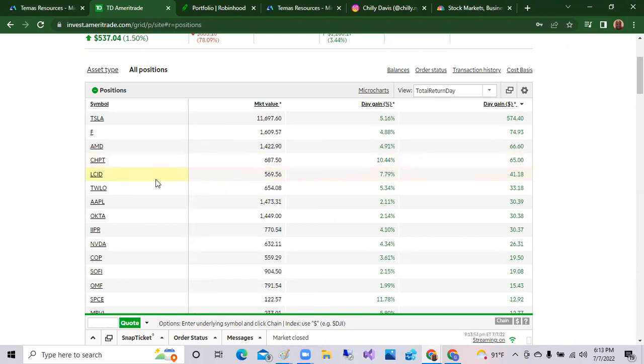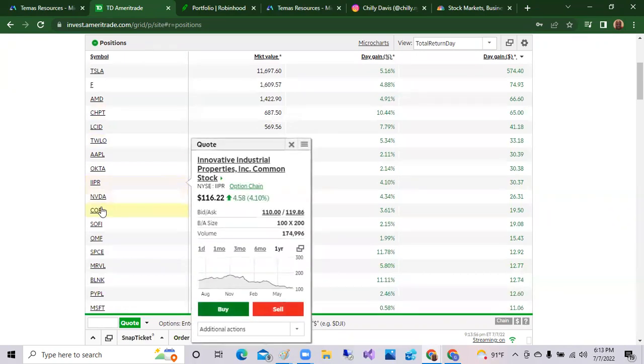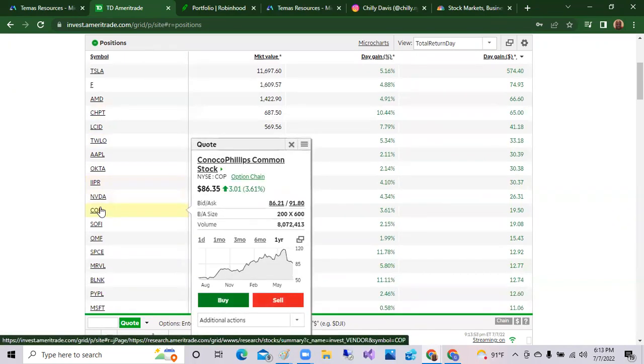Overall, it was a good rally. We saw oil actually come back today, up 3.61%. Also, we did see SoFi. SoFi is another one of my large positions where I own a little over 130 shares. So ChargePoint, I have a large position, and also SoFi Technologies, the new fintech bank.